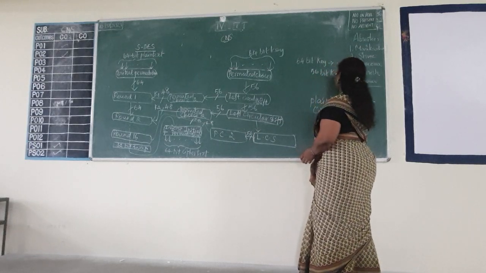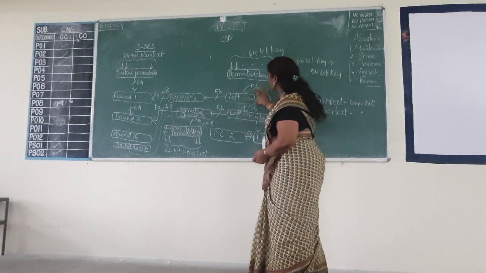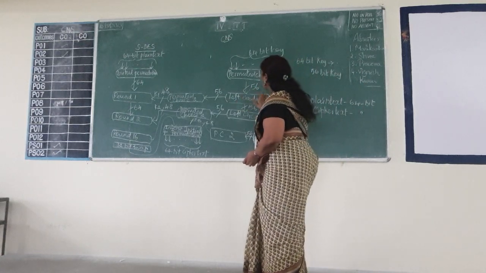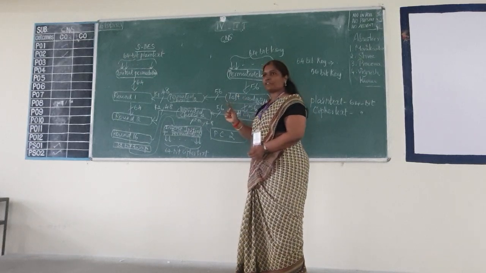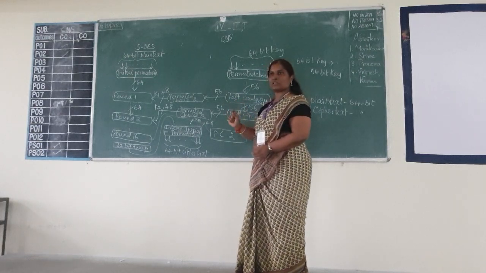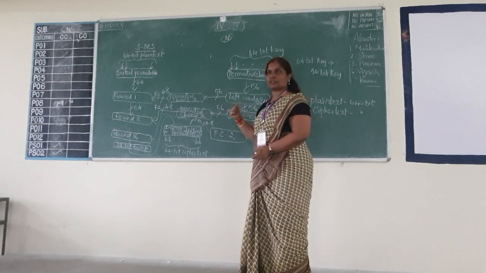Now that 56-bit key is taken and you perform a left circular shift. We do one shift, a left circular shift, because we need a lot of diffusion in that, right?